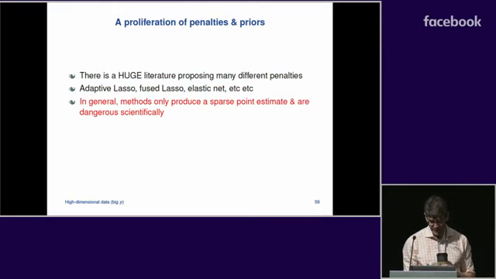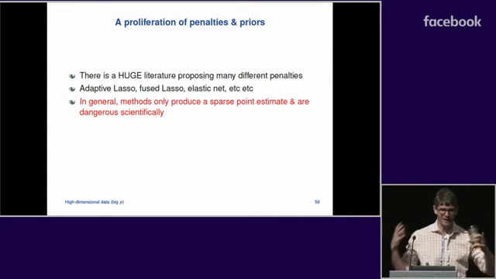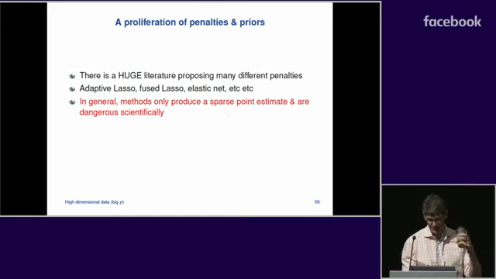There's a huge literature proposing many different penalties: adaptive lasso, fused lasso, and so on. In general, the methods only produce a sparse point estimate, and I would say are dangerous scientifically. I work a lot in real problems with scientists. I'm funded by NIH and work on trying to solve health problems using machine learning and statistical methods. A lot of the time, these methods pull you in. You do this sparse point estimation, but then you run into problems due to the lack of uncertainty quantification.